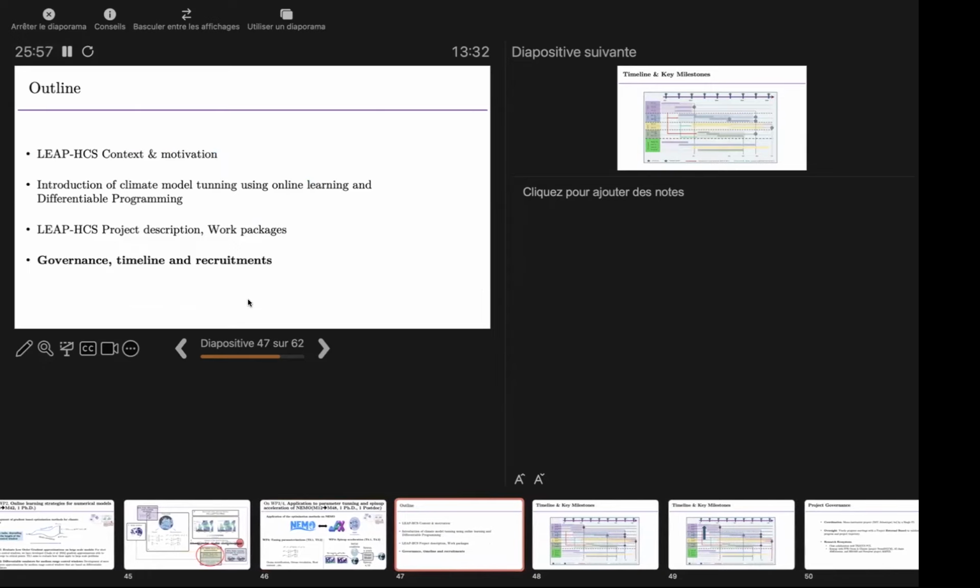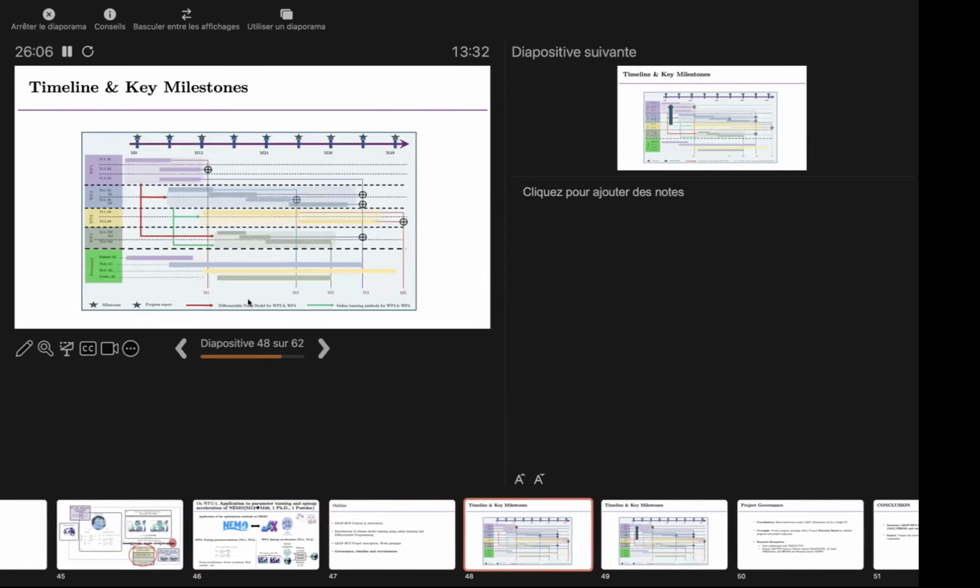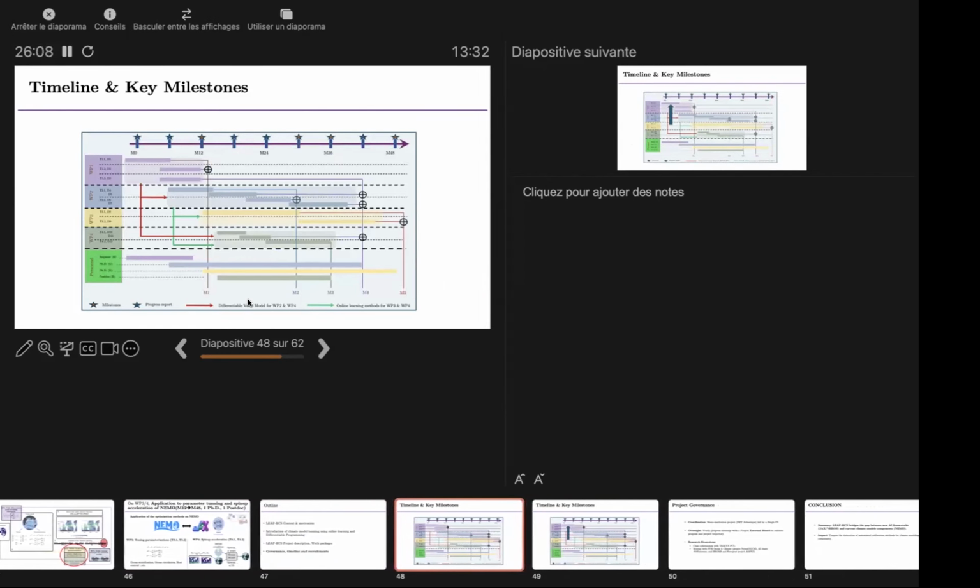Now I will go through some practical aspects regarding governance, timelines, and recruitments. So sorry for the busy timeline. I will not talk too much about it because I think that I specified all of the recruitments that we will have. We'll have actually one human resource per work package, so it's easy.